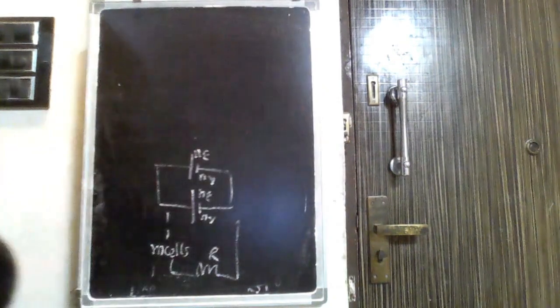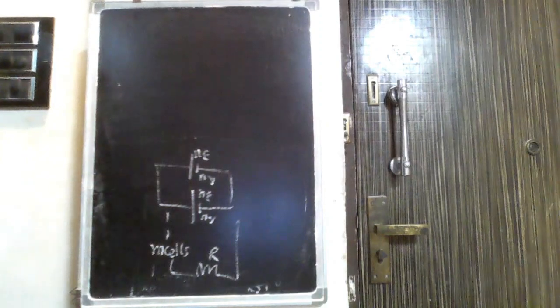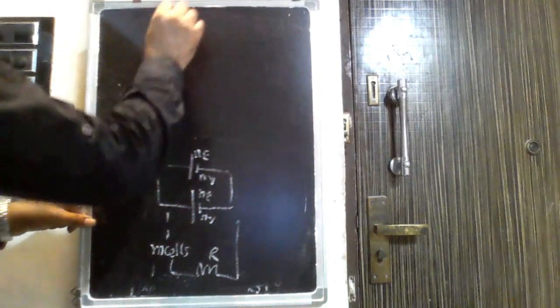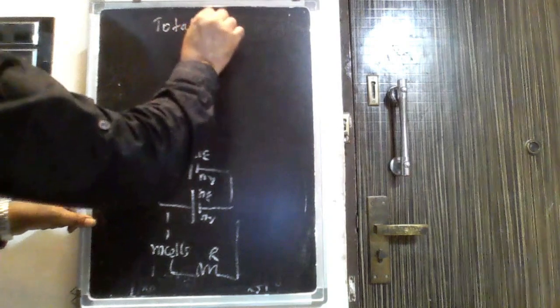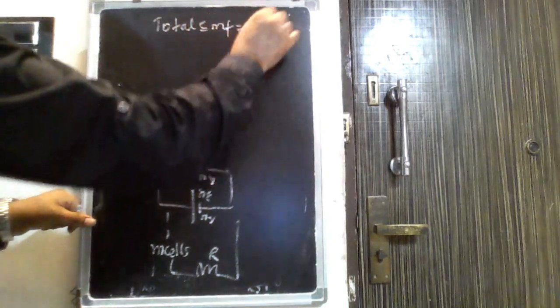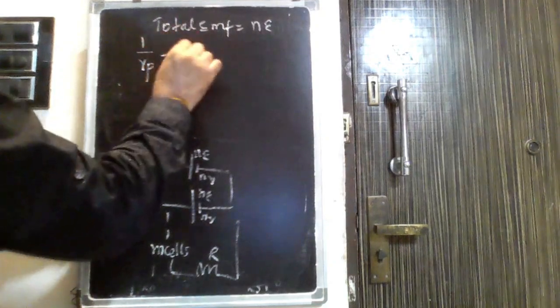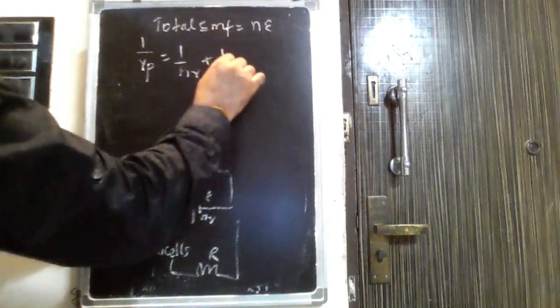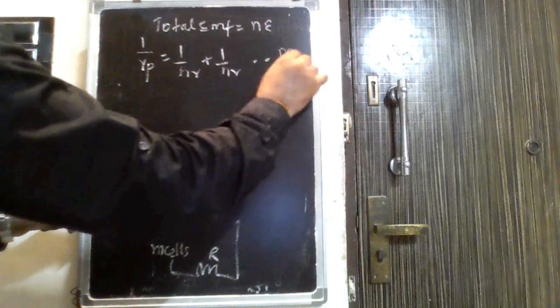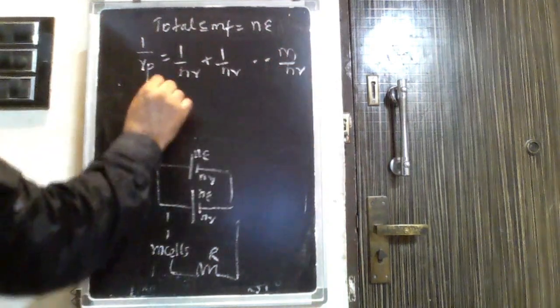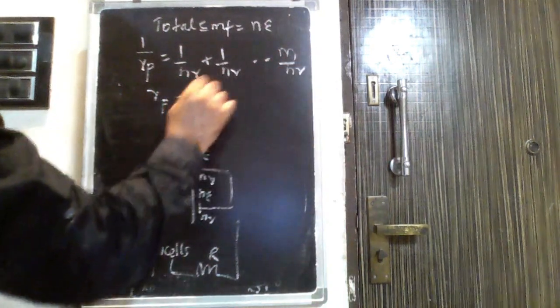So if I ask you what the total EMF is now, I told you in parallel, the EMF of one cell is the EMF of all cells. So the total EMF of this cell will be NE. Total internal resistance in parallel is 1 by NR plus 1 by NR up to M terms, so the parallel resistance will be NR upon M.